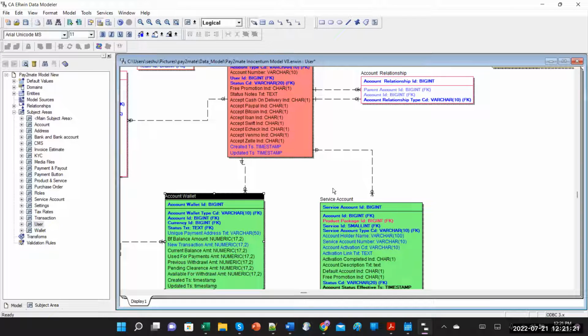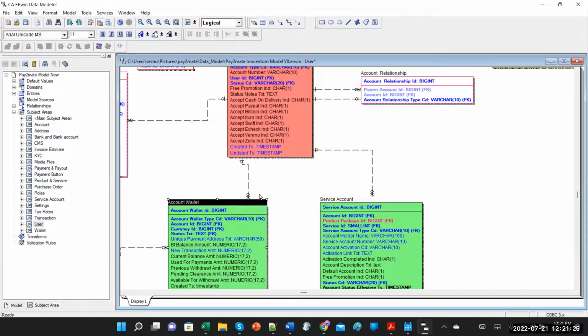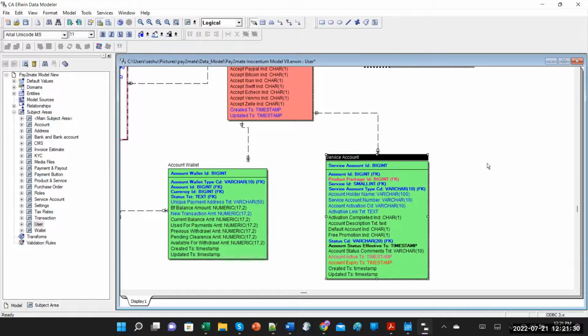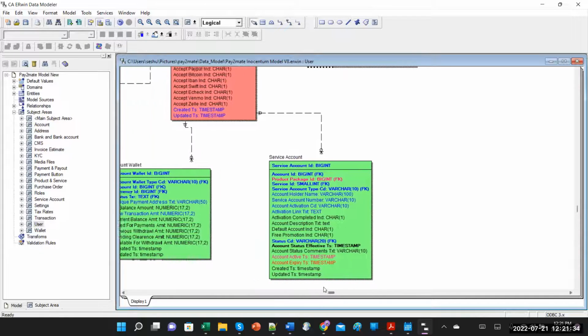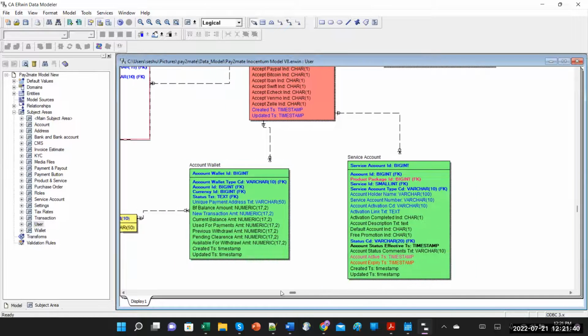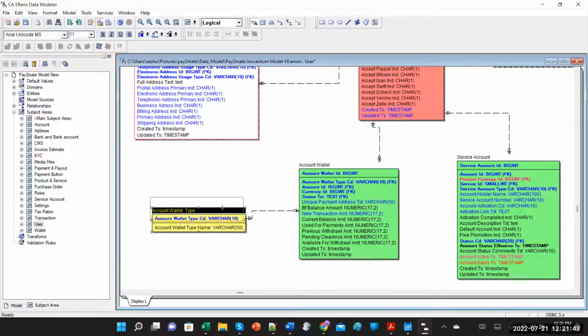So account to wallet. This is the account to wallet. Each account has a wallet. And each account can have one or more service accounts. The service account is like an e-check and payment gateway account, a card knocks account, etc. Or what is called the credit card gateway account.